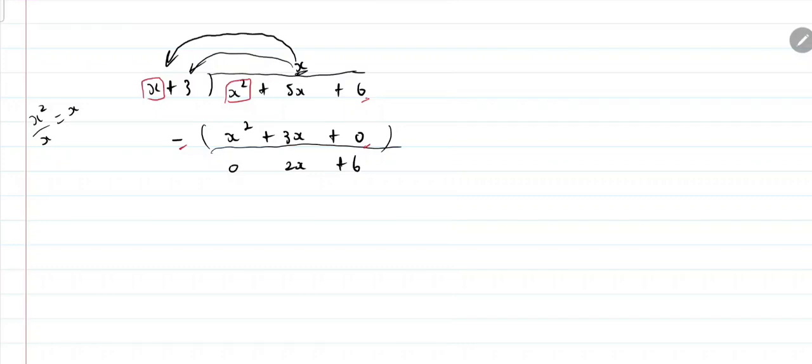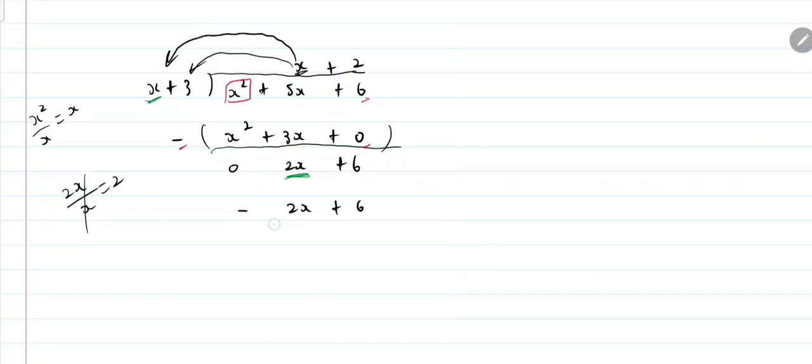All right. Now what am I going to do now? I'm going to repeat the same process. I'm going to divide 2x by the first term in the divisor. 2x divided by x is going to be 2, right? So I'm going to put that 2 in the quotient, right? Now I'm going to multiply the 2 by the divisor. 2 times x is 2x. 2 times 3 is 6.